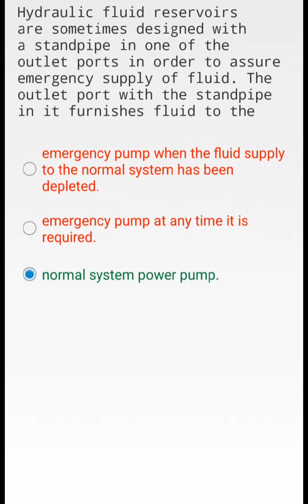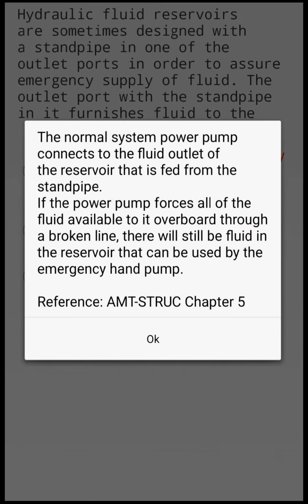Hydraulic fluid reservoirs are sometimes designed with a standpipe in one of the outlet ports in order to assure emergency supply of fluid. The outlet port with the standpipe in it furnishes fluid to the normal system power pump. The normal system power pump connects to the fluid outlet of the reservoir that is fed from the standpipe. If the power pump forces all of the fluid available to it overboard through a broken line, there will still be fluid in the reservoir that can be used by the emergency hand pump.